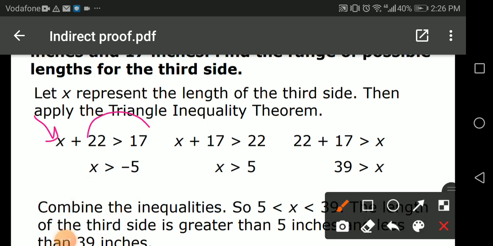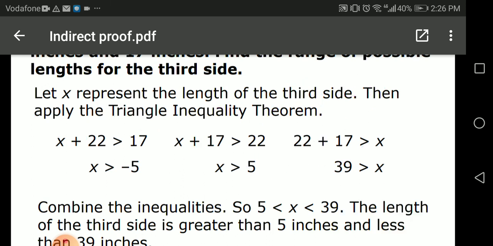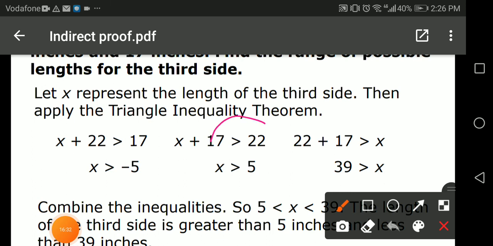So positive 22 goes to the other side as negative 22. So x is greater than 17 minus 22, which is negative 5. Do the subtraction easily and take the sign of the greater one. What about this one? The same idea, it goes to the other side as negative, so the answer here is positive 5. And then here, add them: 39.